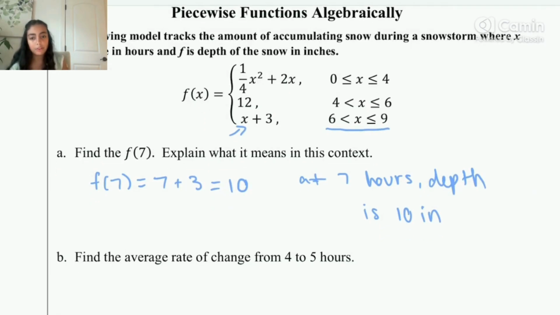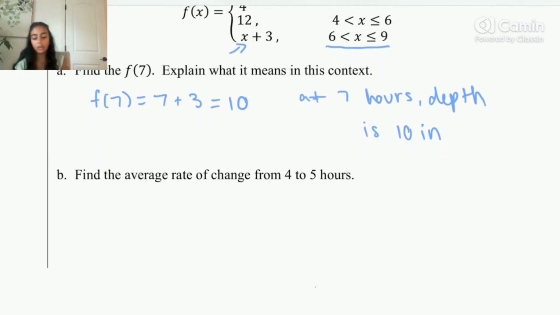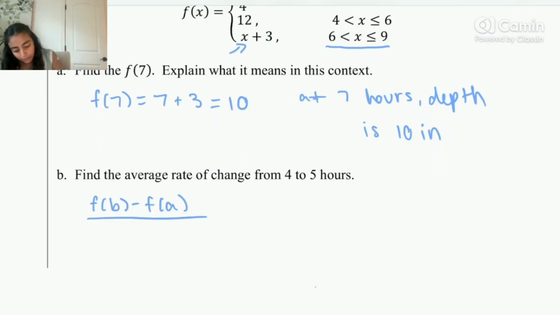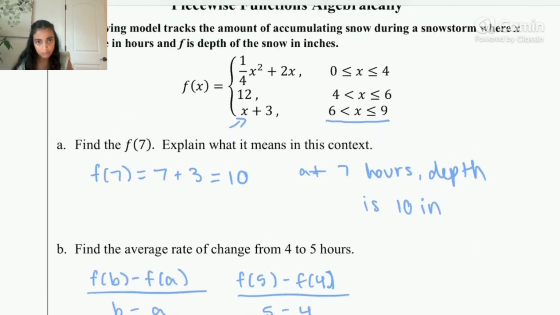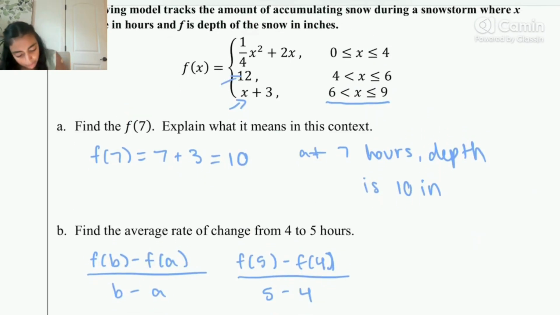And then for finding average rate of change, the formula that you're going to use is f of b minus f of a over b minus a. So our f of b here is f of 5, our a here is 4, and then over 5 minus 4. So here f of 5, what's going on? F of 5 refers to this number right here, and where x equals 4, it's going to be this equation. So f of 5 is really easy to find, it's just a number, which is 12.